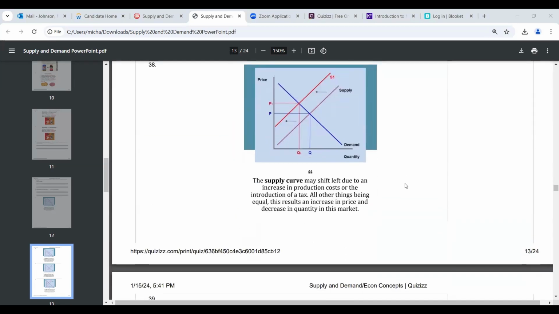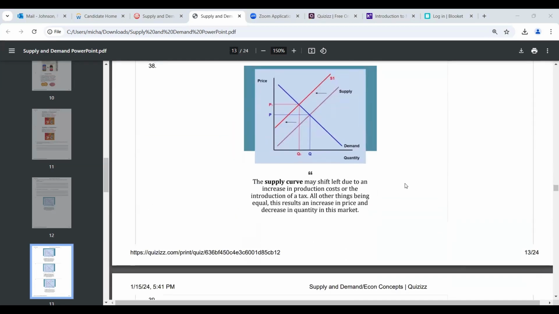The supply curve may shift left due to an increase in the production costs or the introduction of a tax. All other things being equal, this results in an increase in price and a decrease in quantity in the market.